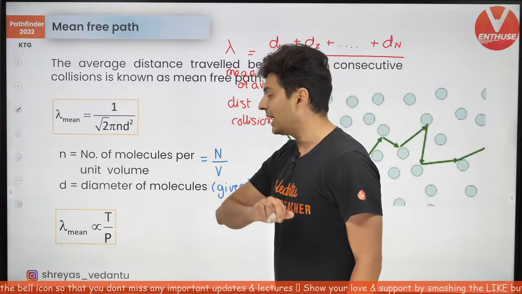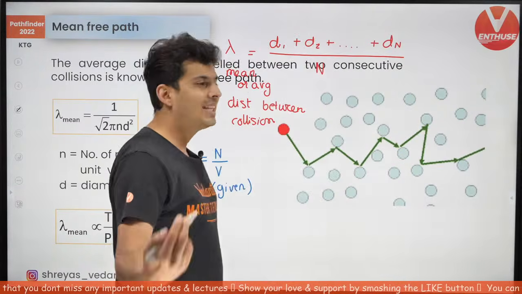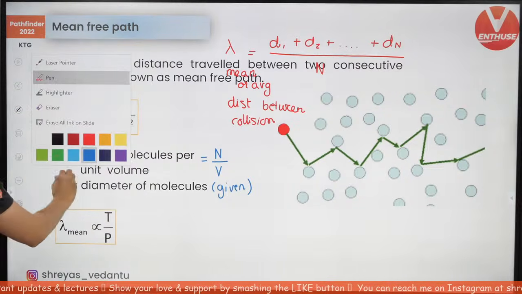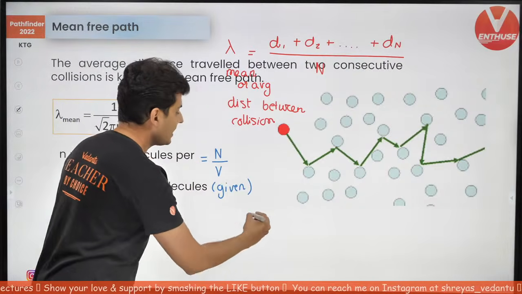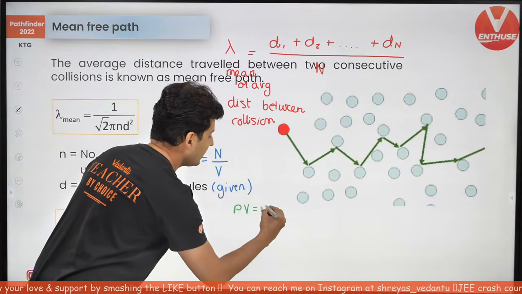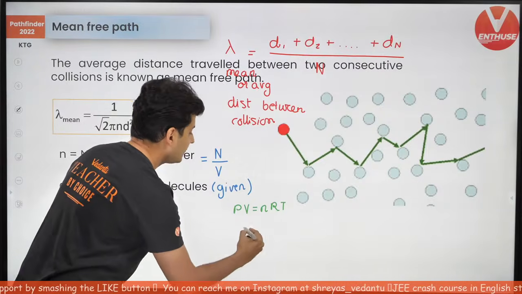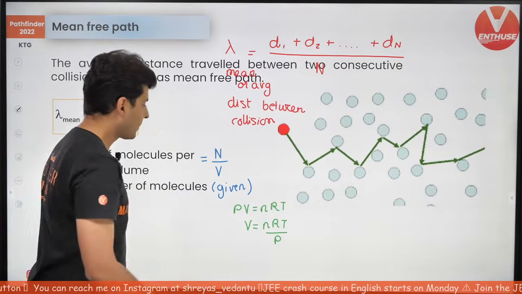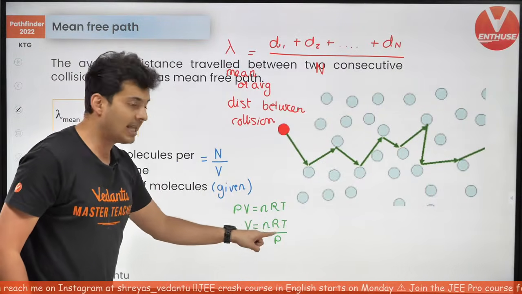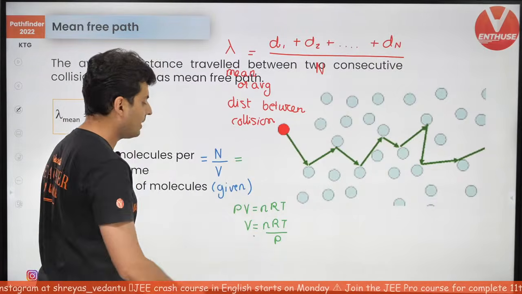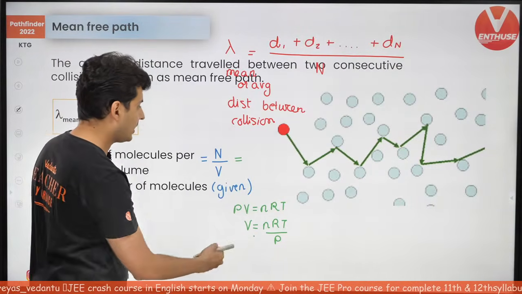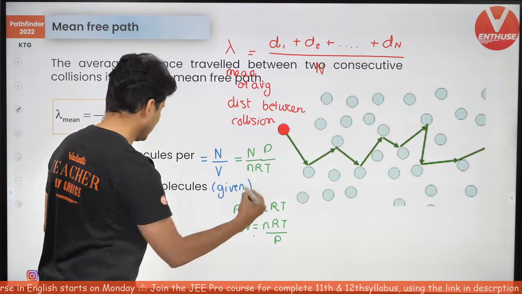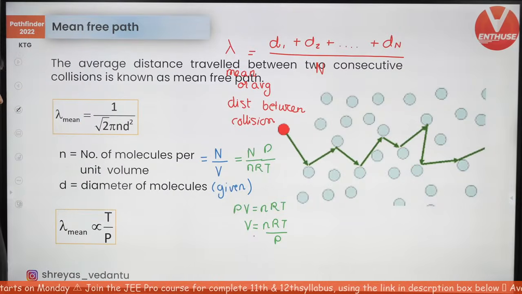Last thing, how do you get this? This is also a very important relationship, and you get it via gas laws. Simply put, from PV = nRT, this V is nothing but nRT divided by P. So if you replace this volume with nRT by P, what are you going to get, my warriors? You are going to get capital N divided by nRT, and P will come on the top.